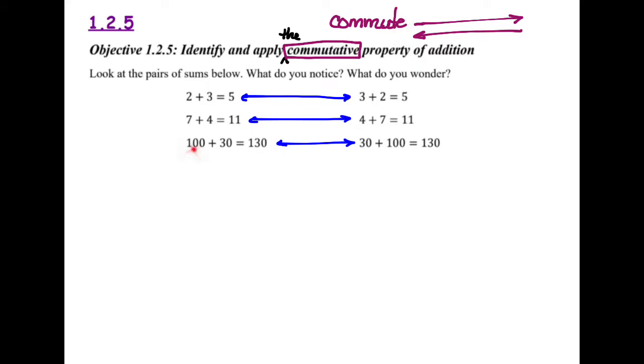And the last one, 100 plus 30 is 130. 30 plus 100 is 130. So 100 plus 30, 30 plus 100. You're commuting the numbers, or the add-ins. Remember that word? These two numbers are the add-ins, because they're the two numbers that you add in a sum. So the add-ins change order. That's what the commutative property is.